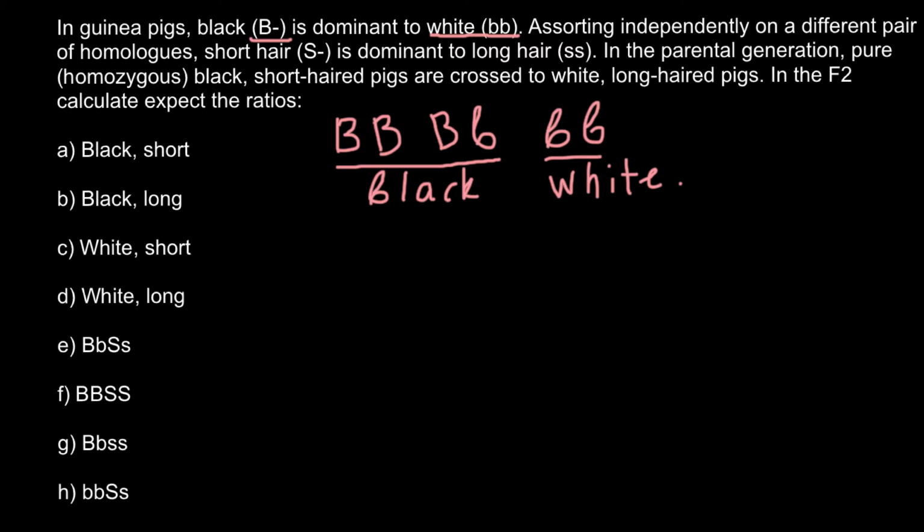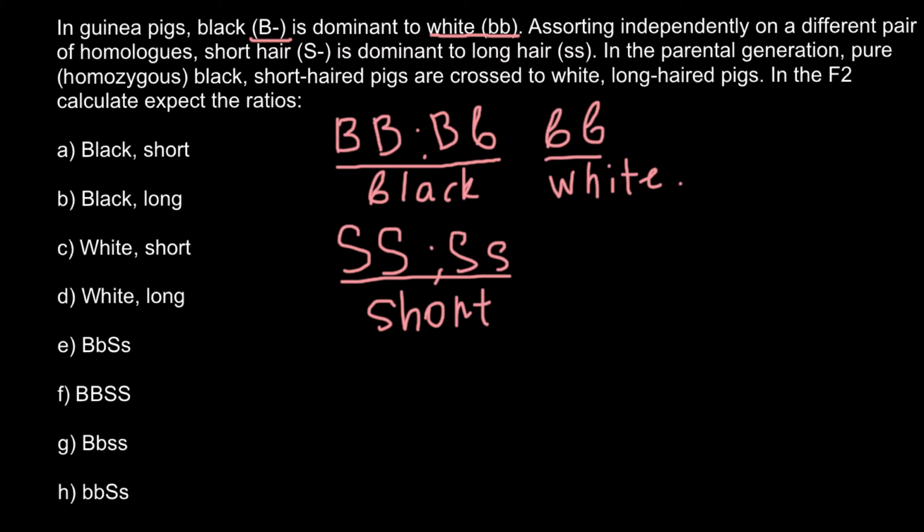Also we are told that the dominant allele capital S and a blank space stands for the short hair. So that means two genotypes, capital S capital S and capital S small s. So this stands for the short hair, and small s small s stands for the long hair.